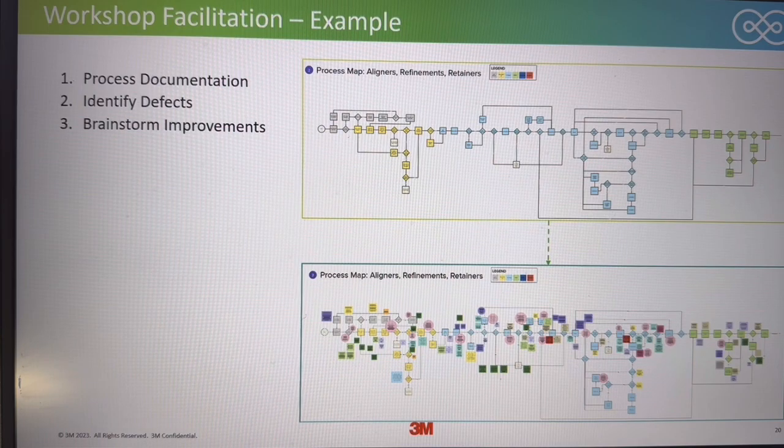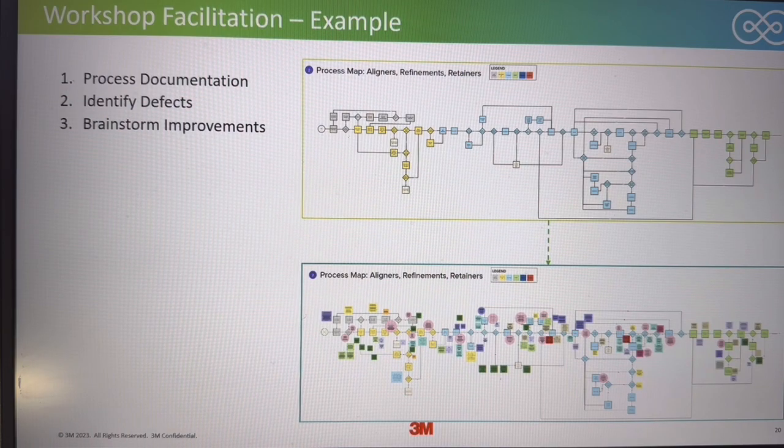Then finally, here's an example of a workshop facilitation of process mapping where we will identify and document the process that is current. We will identify defects or disconnects, and then we will clean that up by brainstorming the improvements, adding or tweaking them into the current process map to make the final should map and a very clean process map that workers can utilize moving forward.